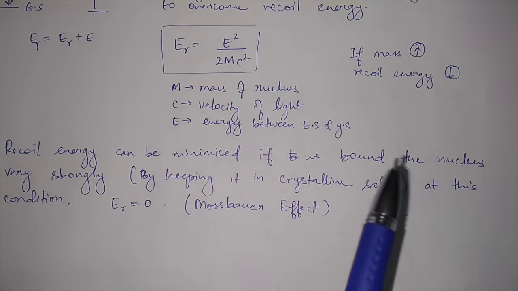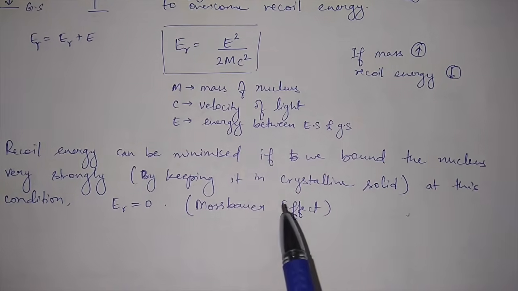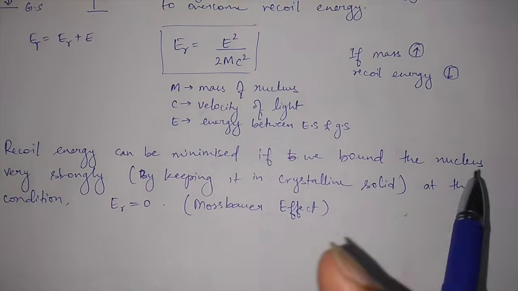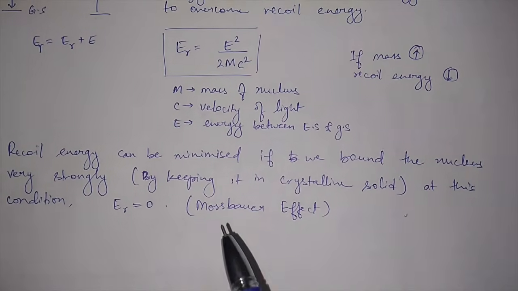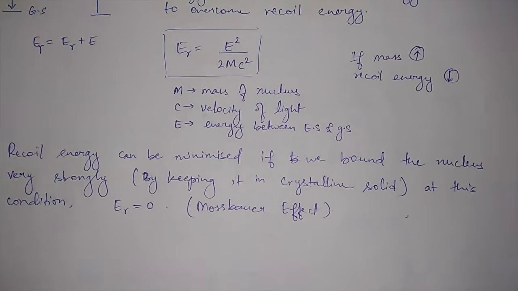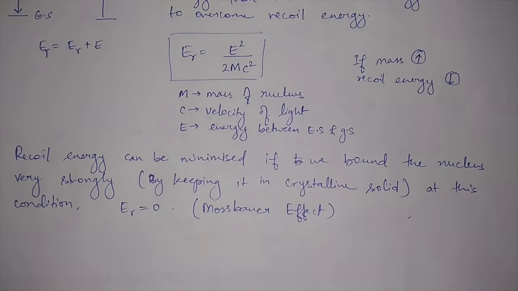So how we can minimize this recoil energy is by binding the nucleus strongly, and that can be done by binding it inside a crystalline solid. If the nucleus is put inside a crystalline solid, at that time it cannot recoil, the whole of the energy will be emitted, and that energy will be utilized for making the transition from ground state to excited state, and that's what your Mossbauer effect is. So this is an important thing to remember.